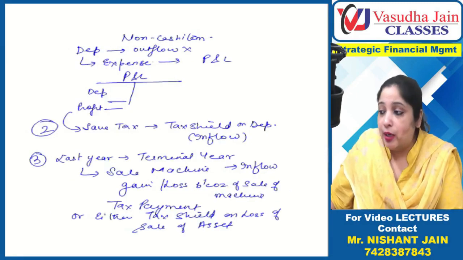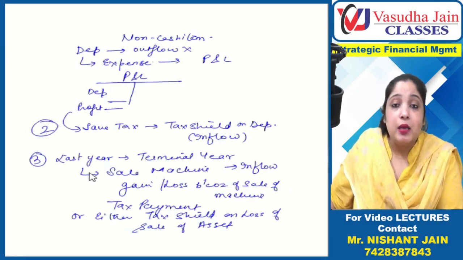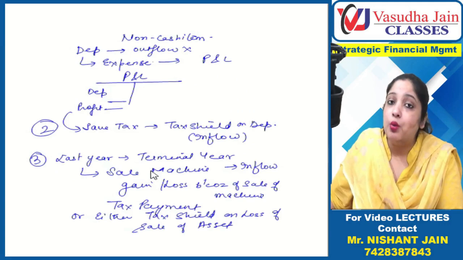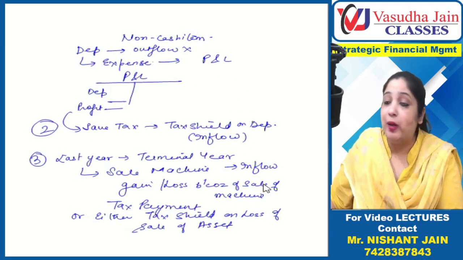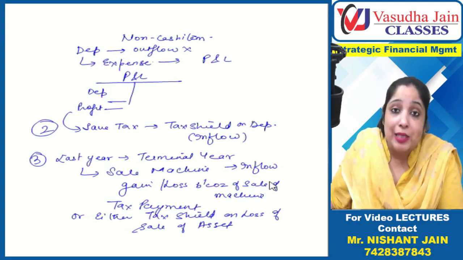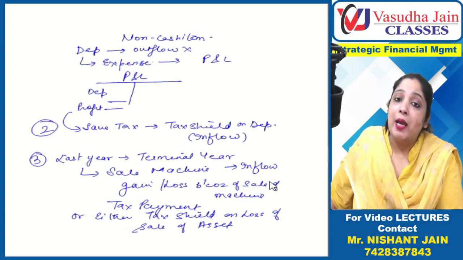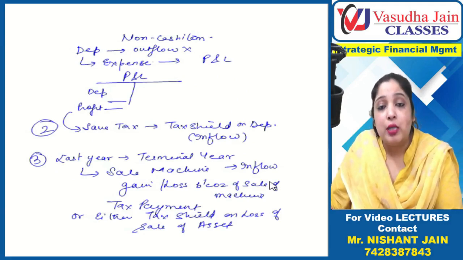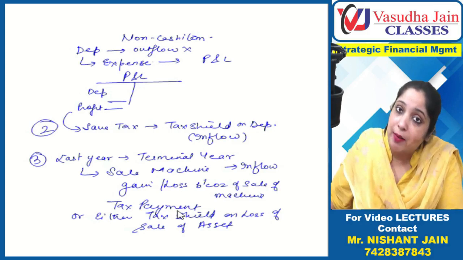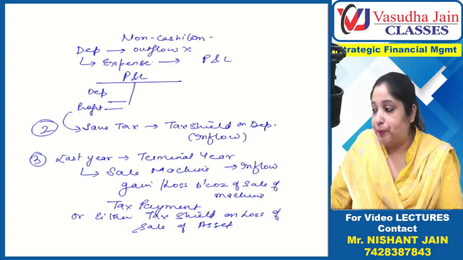Then there is depreciation that you can claim. And then in the last year, the terminal year, since you are the owner, you can sell the machine. So there is going to be an inflow because of the sales consideration. But since there can be a capital gain or capital loss on sale of the machine, accordingly tax payment can be there or tax shield can be there.